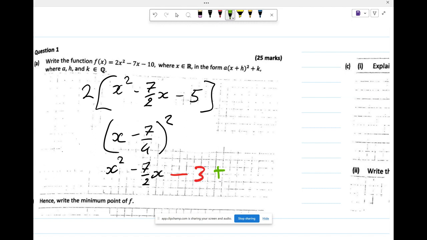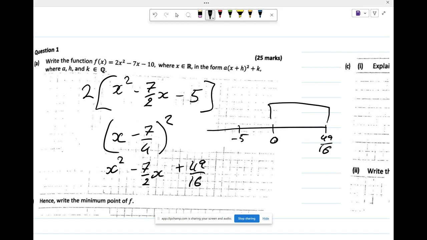So we're going to add on minus 2 to get to minus 5. So let's see what that is. Let's see what the red part is. So if we square minus 7 over 4, we're going to get plus 49 over 16. And then how are we going to get from 49 over 16 all the way back to minus 5? Well, if you think about your number line, we're going to have 49 over 16 somewhere up here. We're going to have minus 5 down here. We're going to need 49 over 16 to get back to 0, so that's minus 49 over 16. And then we're going to need to minus another 5.